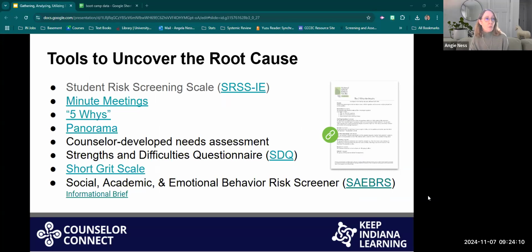But some other things that I used to uncover root cause or give me a little more supplemental data were the student risk screening scale. I don't know if you've ever seen that. It's a needs assessment, a whole-school screener that I used to pass out to all of my teachers, and I'll show it a little bit later. But it was a quick, easy way to see, for behavior specifically, what are internalizing behaviors and what are externalizing behaviors that the teacher is observing.